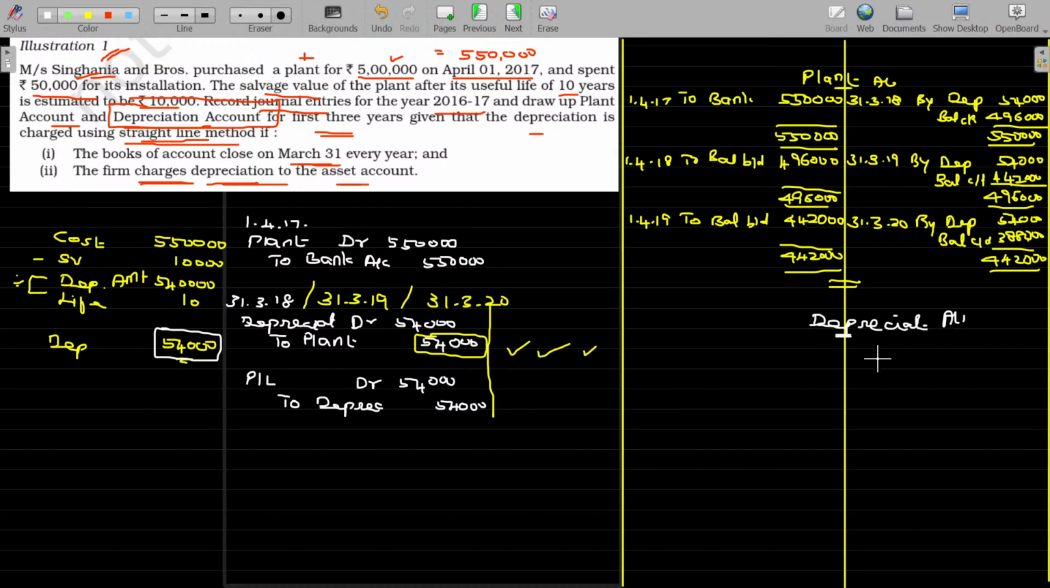In the depreciation account, the first year depreciation: to plant on 31/3/18, the value being 54,000. By the end of the first year, the depreciation is by default transferable to the P&L account on the same date, 31/3/18, by P&L account. We don't have any balances here because it's a nominal account. Nominal accounts are always transferred to the P&L account and closed. There will not be any balance to be transferred to the next year. Repeat the same year after year.